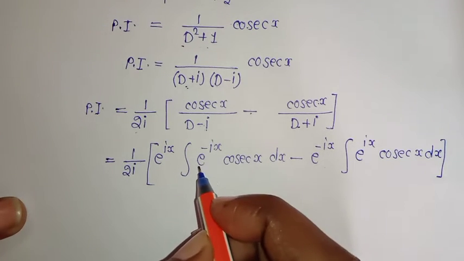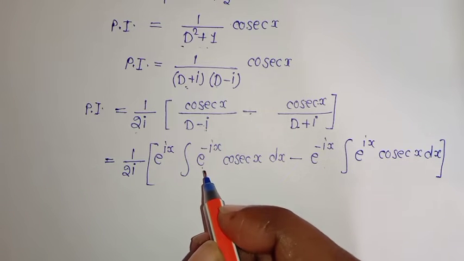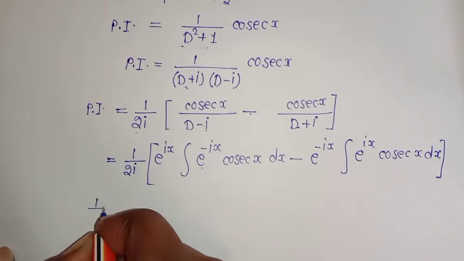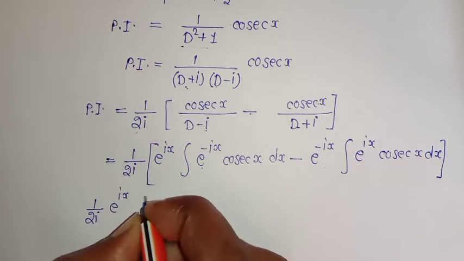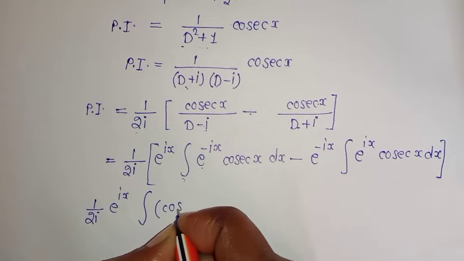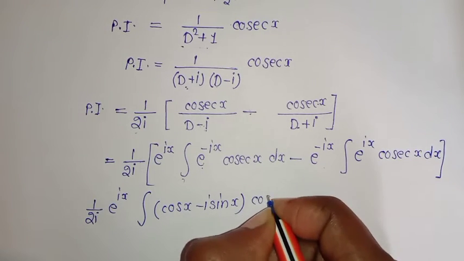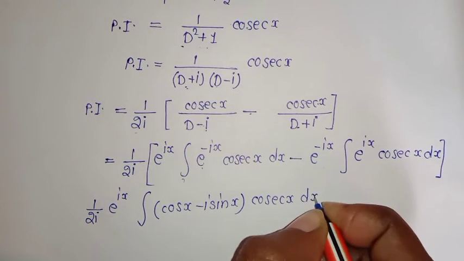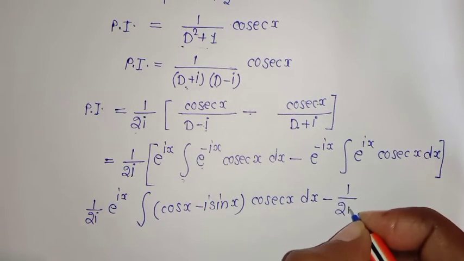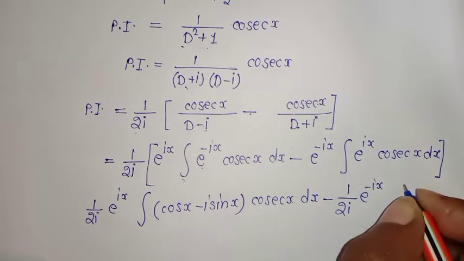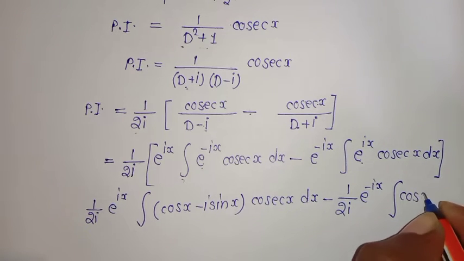Now by using Euler's formula, we can write this e raised to power minus ix as cos x minus i sin x. So I am going to write that. So first we will write our steps. 1 by 2i e raised to power ix, if I write it, then it becomes (cos x minus i sin x) by Euler's formula, and this becomes cosec x dx. Now we multiply 1 by 2i inside, then it becomes 1 by 2i e raised to power minus ix integration. Again we write this e raised to power ix as cos x plus i sin x.